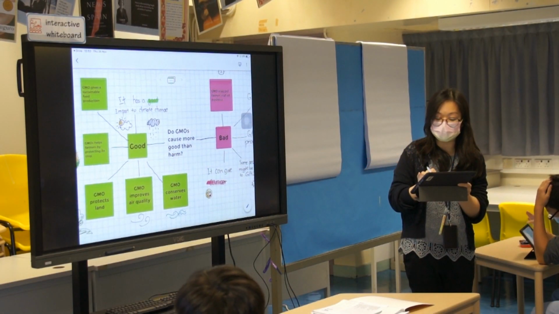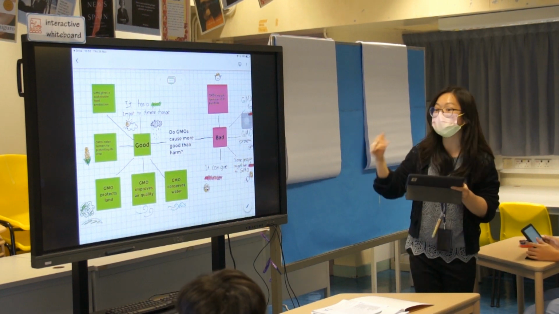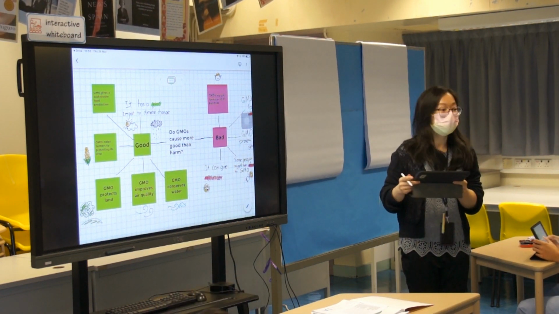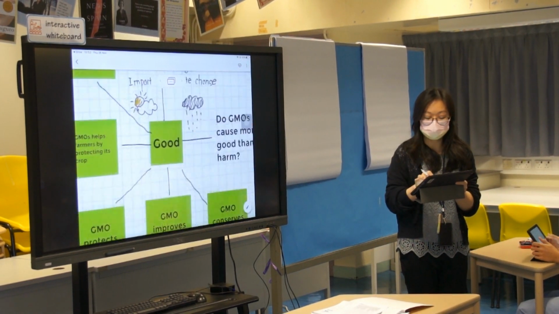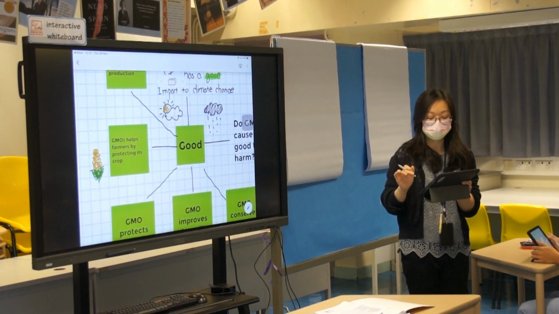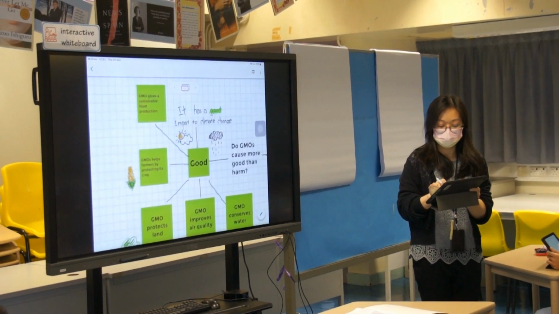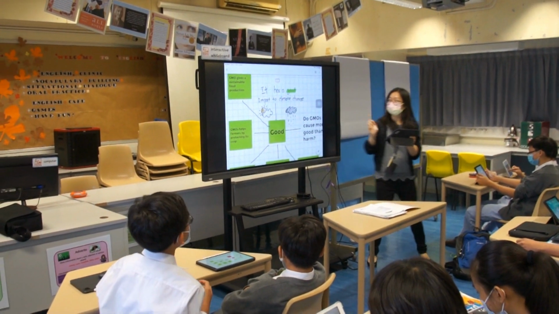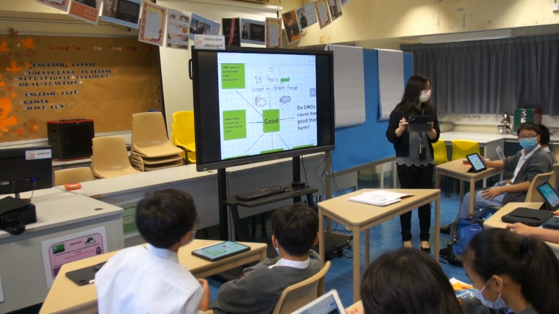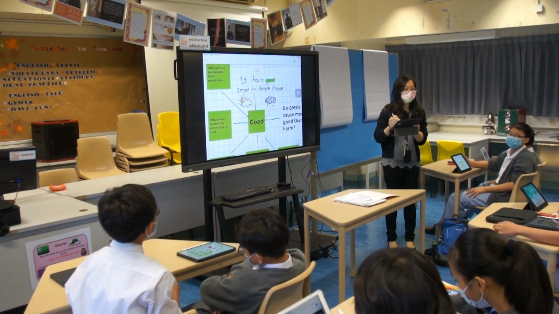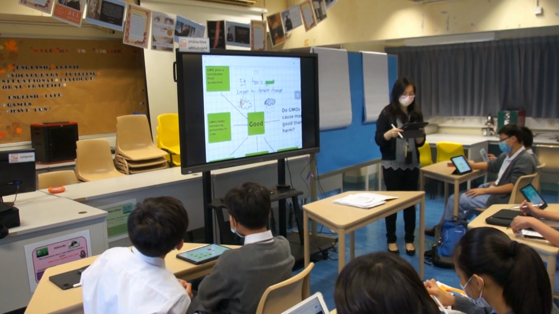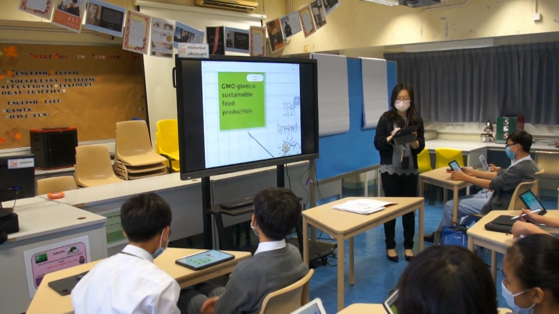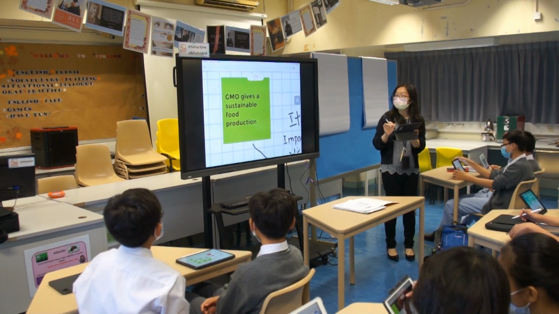Benefits and risks of GMOs. Alright, so can you explain it? Who first? I'll do the big one. Yeah, okay. It has an impact on climate change. It can have a good impact, so it can make climate change better. And GMO also gives sustainable food production, which is good.